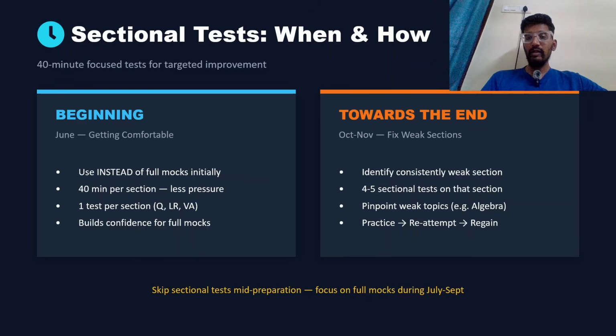And then in the middle phase, July to September, don't give so many sectional tests. Focus on your mocks because CAT is an integrated exam. You need to learn the transition between sections and overall stamina. And at the end phase, October to November, your sectionals will come back. So identify your weaker section. For example, algebra is weak, focus on it. LRDI is weak, focus on it. RC is weak, focus on it. You should understand your weaknesses and how you can overcome them. You have to attempt 4 to 5 sectionals according to that area.